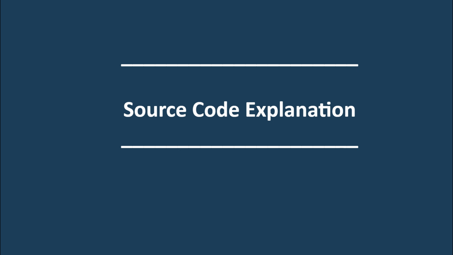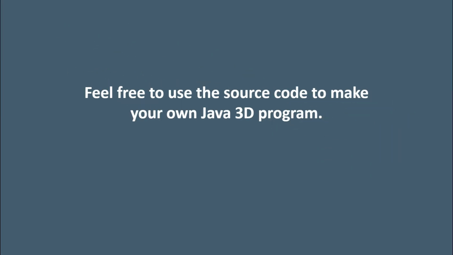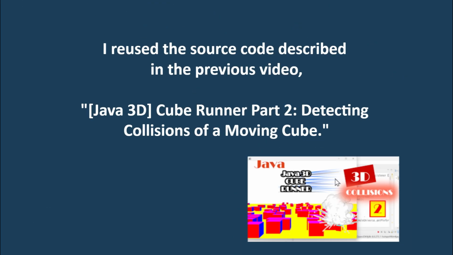Source code explanation. Source code links in description. Feel free to use the source code to make your own Java 3D program. I reused the source code described in the previous video, Java 3D Cube Runner Part 2, detecting collisions of a moving cube.